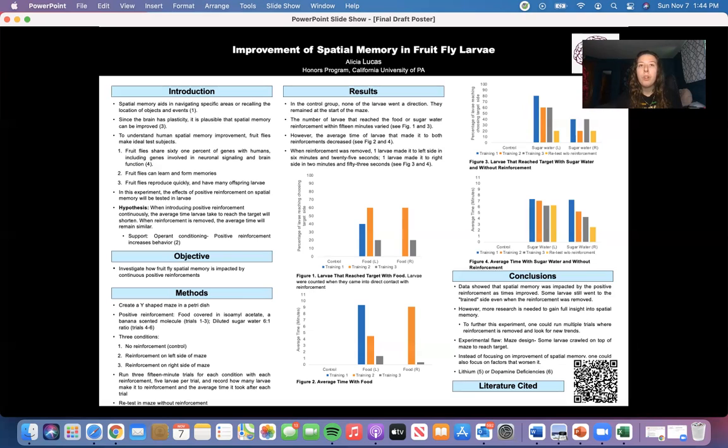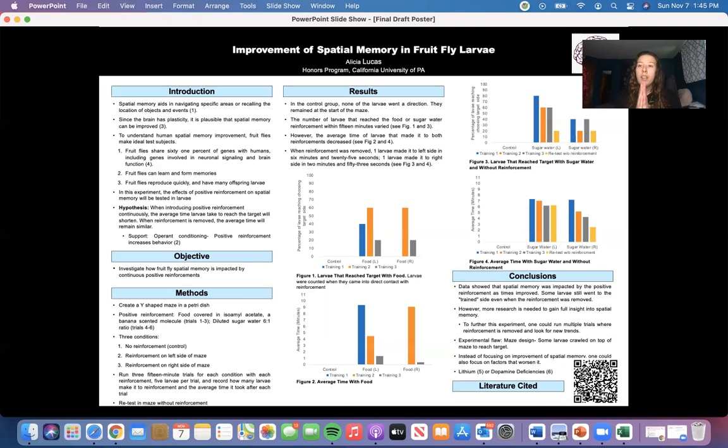So this is a type of learning where if given a negative reinforcement, something aversive, the behavior will decrease. And when given a positive reinforcement, the behavior will increase. So in this case, we're giving the positive reinforcement, which means behavior will go up and time should be going down. So regarding the experiment itself, to test this, I created a Y-shaped maze.